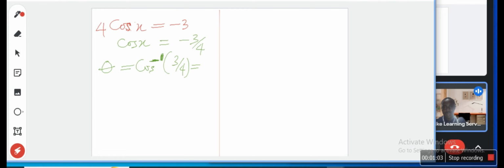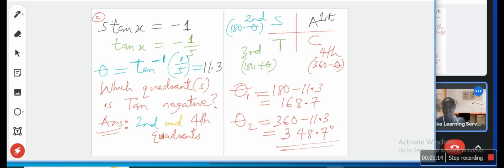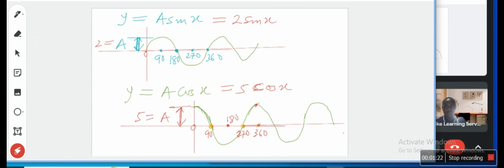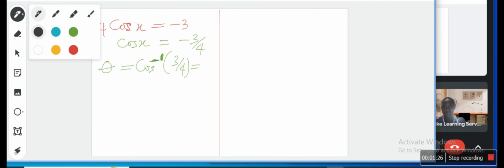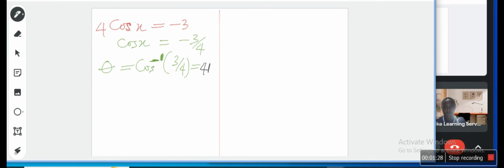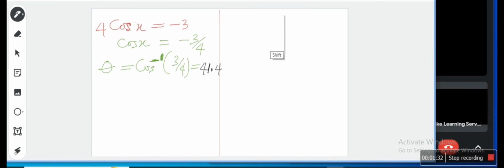Ignore the minus. Just do cos inverse of 0.75. Why are we ignoring the minus, please? We still attended to it when we were looking at where the quadrant will be. We still considered the negative. But when you are doing this, you just ignore it until you got 41.4, right? Yes, 41.4. All right, so we look at our quadrants.